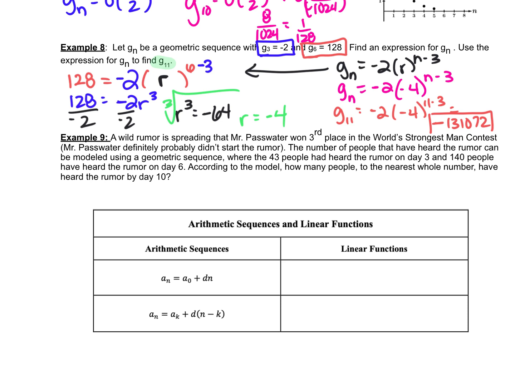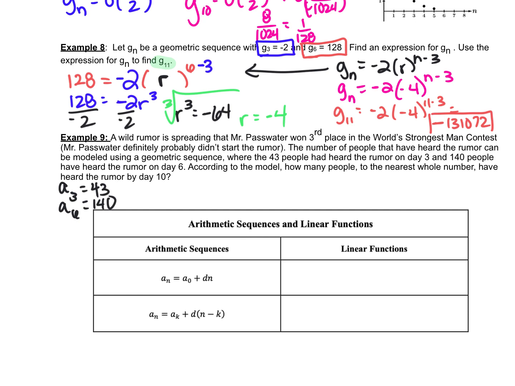The number of people that have heard the rumor can be modeled by a geometric sequence where 43 people had heard the rumor on day 3 and 140 people had heard the rumor on day 6. So let's walk through that. A sub 3 would be 43, sorry, and A sub 6 would be 140. According to this model, how many people, to the nearest whole number, have heard the rumor by day 10? So it's spreading pretty quickly there.